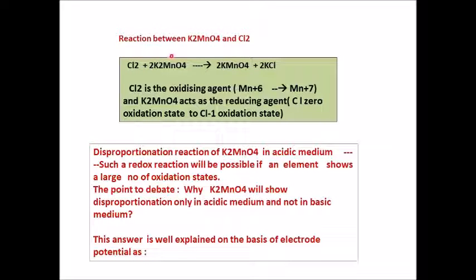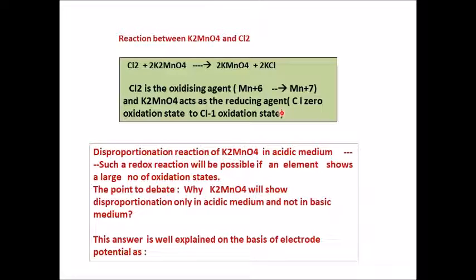In the reaction between K2MnO4 and chlorine, we get KMnO4 and KCl. Cl2 is the oxidizing agent. Mn goes from +6 to +7, so K2MnO4 acts as a reducing agent. Chlorine in the 0 oxidation state goes to chlorine in the -1 oxidation state. So, though chlorine is the oxidizing agent, it is getting reduced.